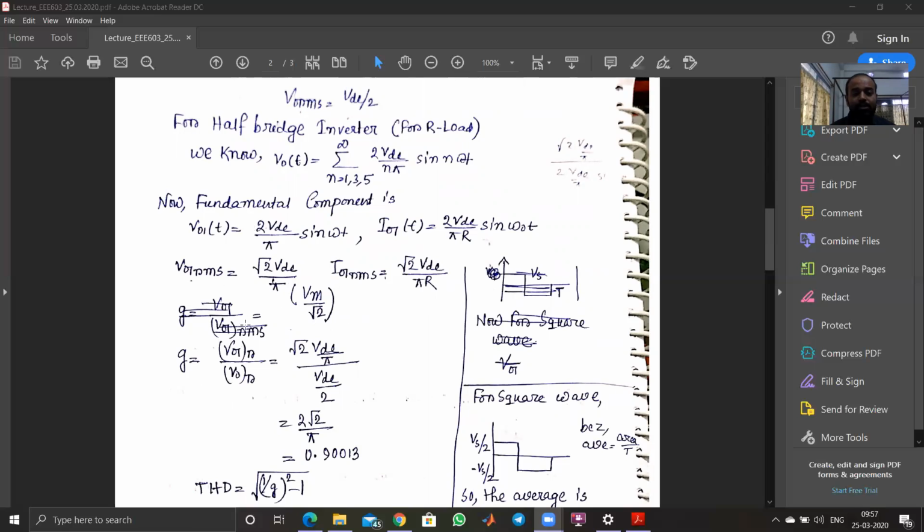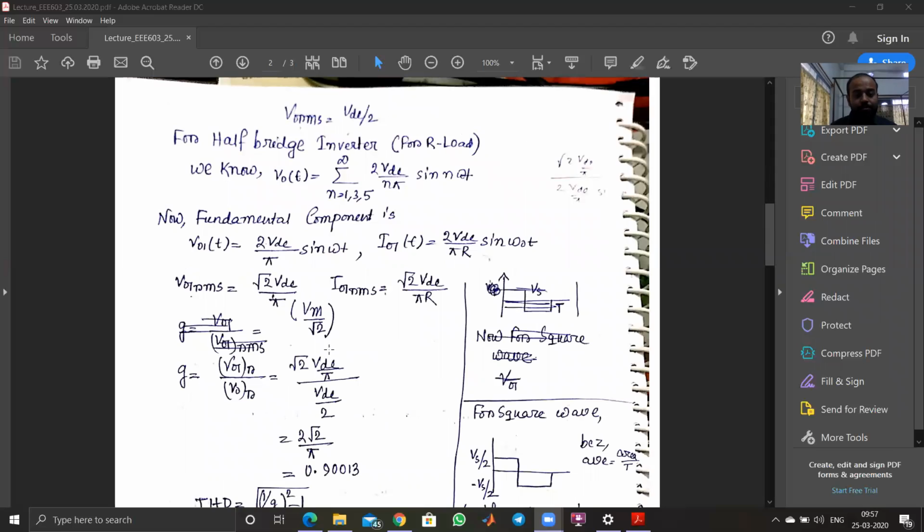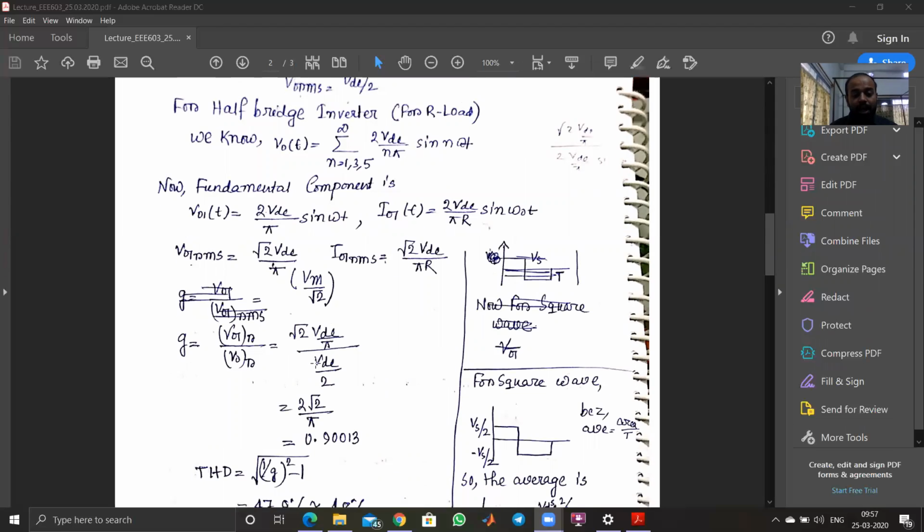Now for the single phase half bridge inverter, we know the previous formula: G is equal to V01 RMS, the fundamental component RMS value, by the total RMS value, that means V01 RMS by V0 RMS. So from here, we can see that the fundamental component RMS value is root 2 VDC by pi.